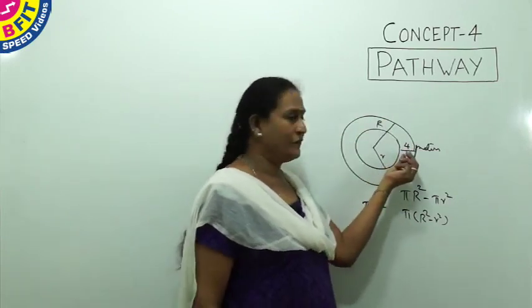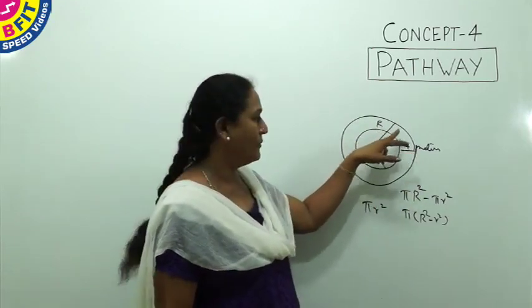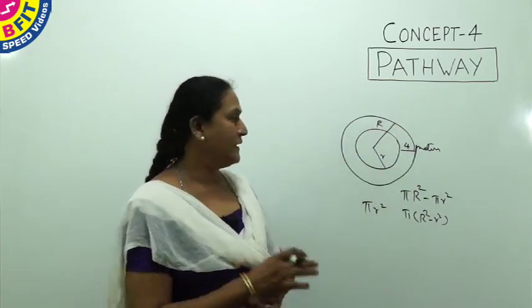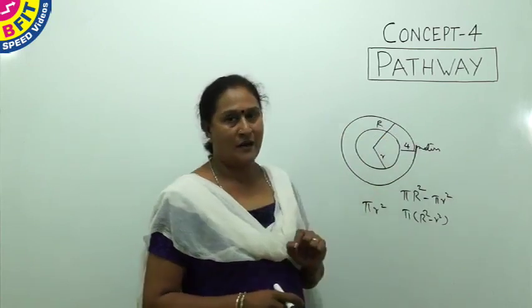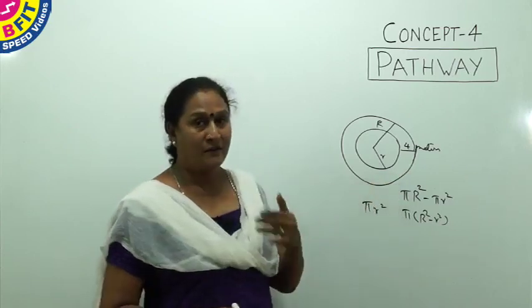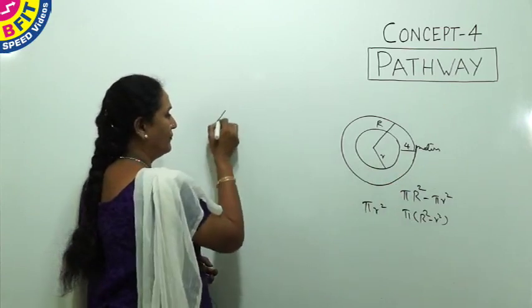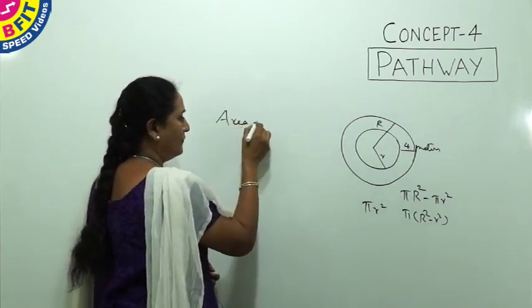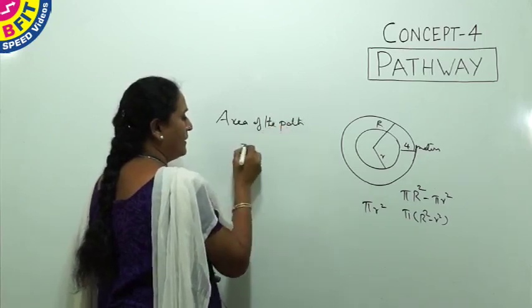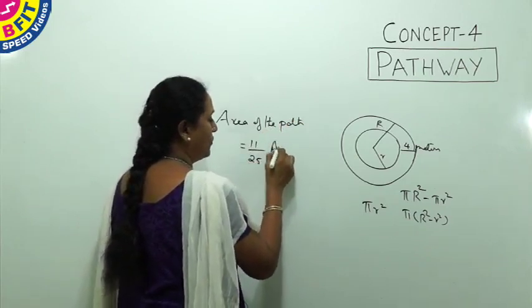What is the width of the pavement? 4 meters. That is the difference in the radius of the bigger circle and the pool, 4 meters. And now what is the detail given? The area of the path and the area of the pool. The area of the path is 11 by 25 times the area of the pool. So the area of the pathway is equal to 11 by 25 times the area of the pool.